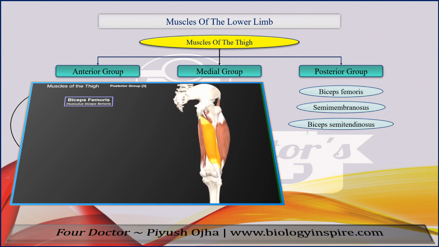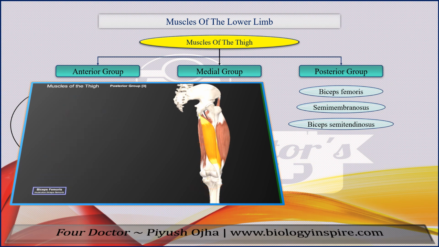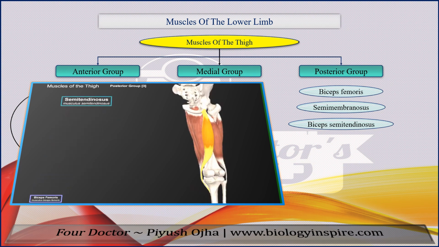And just like the biceps brachii, the biceps femoris consists of a long head, which originates from the ischial tuberosity, and a short head, which originates from the lateral lip of the linea aspera. It then inserts at the head of the fibula. The function of this muscle is flexion of the leg, external rotation of the leg, and extension of the thigh, where only the long head causes extension of the thigh, since it's the only head that originates from the hip and not the thigh. Then we have the semitendinosus muscle, which is this one.